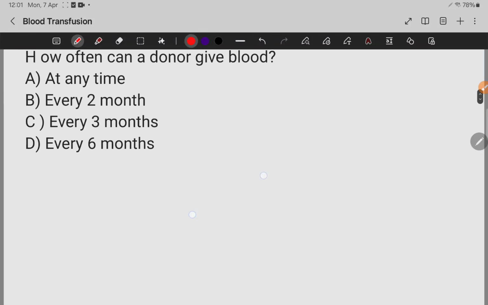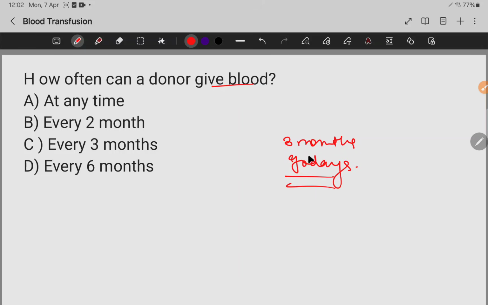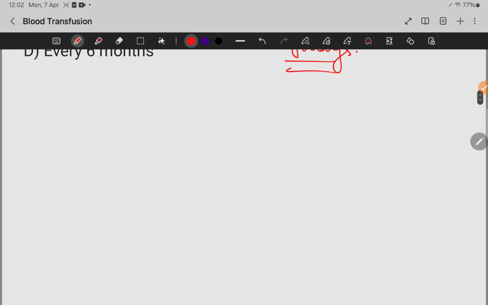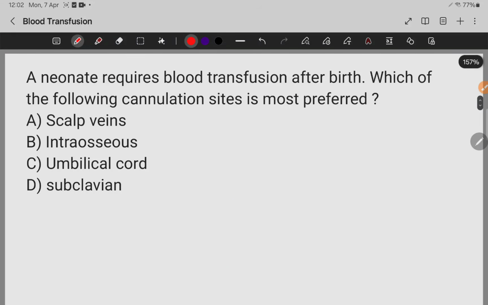Correct option. How often can a donor give blood? Okay, I told you already that there should be a gap of 3 months. That is 90 days. That the patient has not donated the blood to anyone. So C option is correct, because it requires 3 months to recover itself and come to normal.